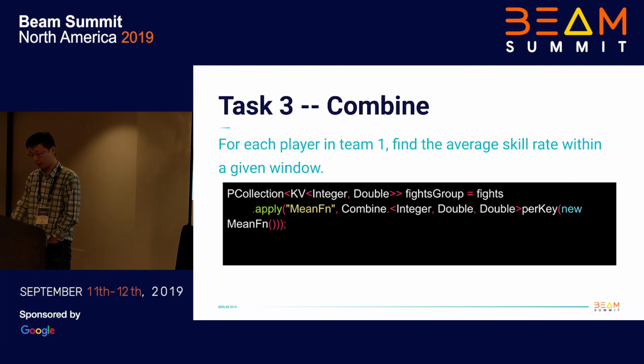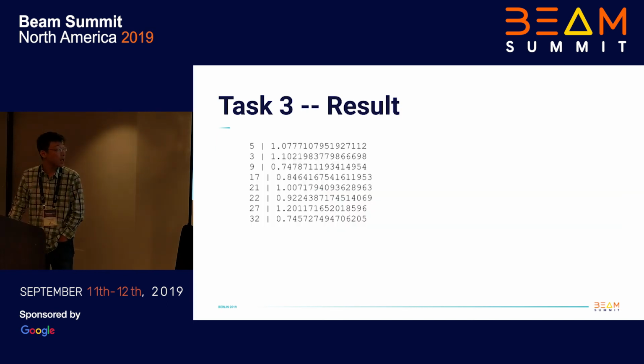For this one, I think I applied some window functions. It's not showing up there, but you can think of it this way: every 5 seconds, we try to get the mean of the average skill set within that player. So this is kind of how the result set looks.